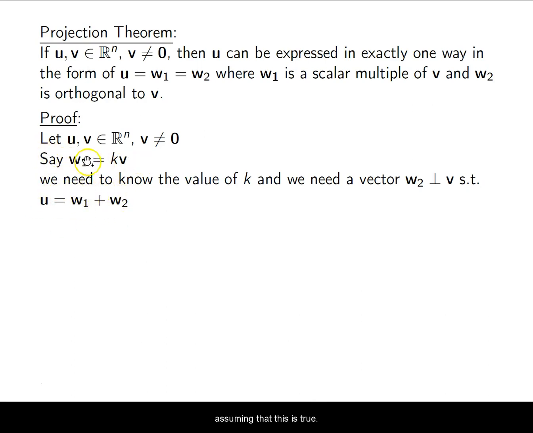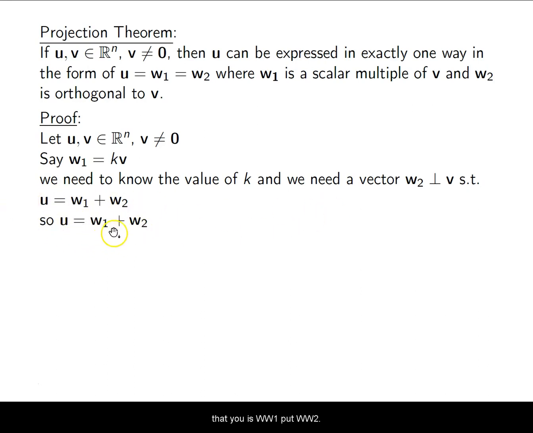So I'm assuming that this is true, and what we need is we need to know the value of k, and we need to have a vector W2 that is perpendicular to our vector V, such that if I add W1, this thing, plus this perpendicular vector, it will add up to my original vector. That's what I need. This is where I'm trying to go with this assumption, right? So what do I need? I need this to be true.